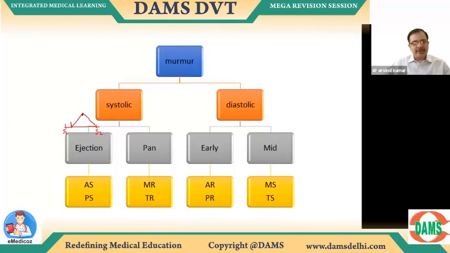in the mid systole. There are two important valvular diseases which can lead to an ejection systolic murmur: aortic stenosis and pulmonary stenosis. That means stenosis of the semilunar valves.